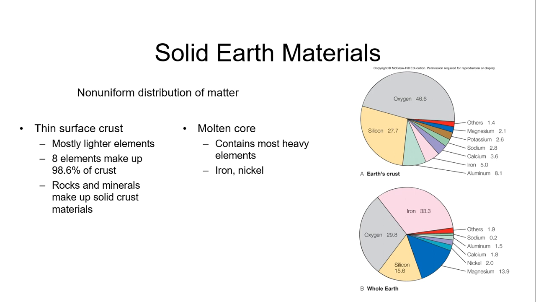So there are basically 8 elements that make up 98.6% of the crust. The primary two, of course, being oxygen and silicon, as I just mentioned. The others being aluminum, iron, calcium, sodium, potassium, and magnesium. These are the materials that make up the rocks and the minerals in the crust. If you get down into the mantle and the core of the Earth, this is where most of your heavier elements, such as iron and nickel, are located.